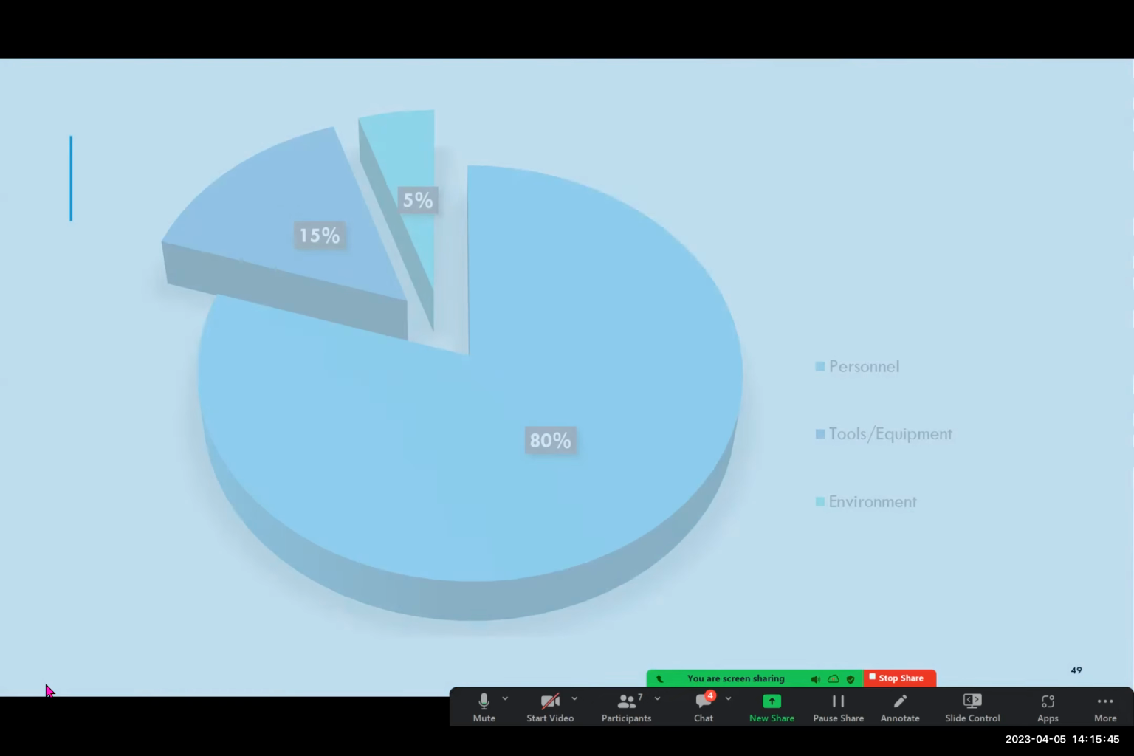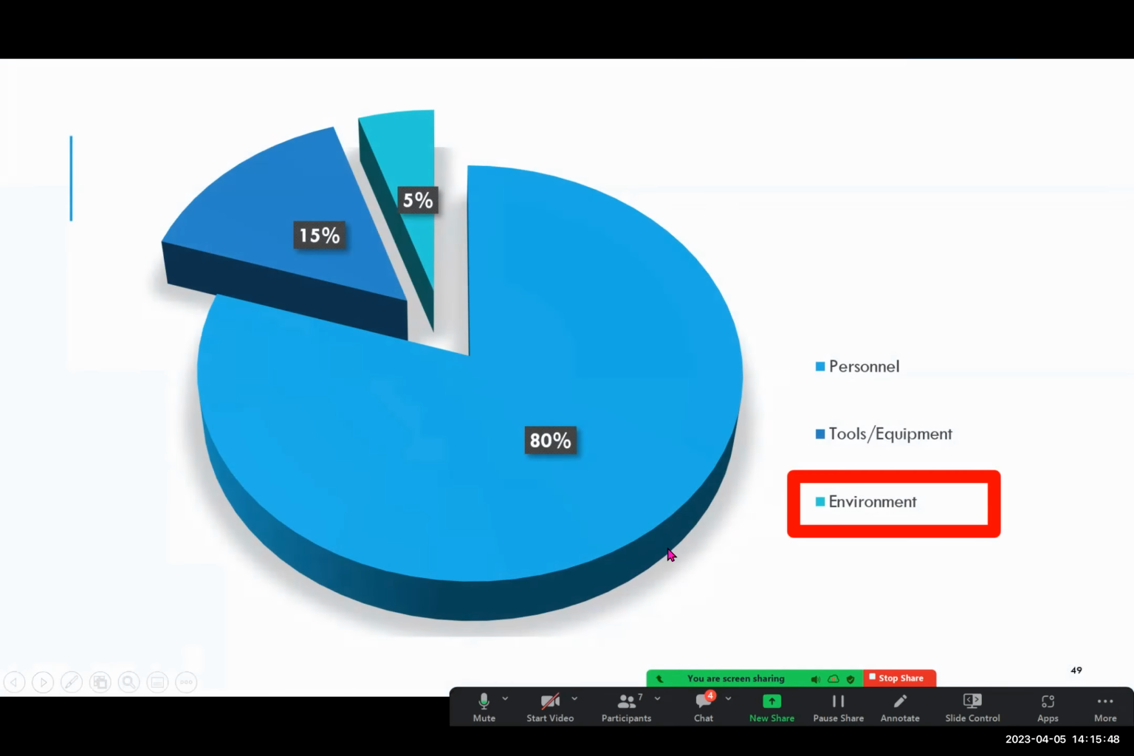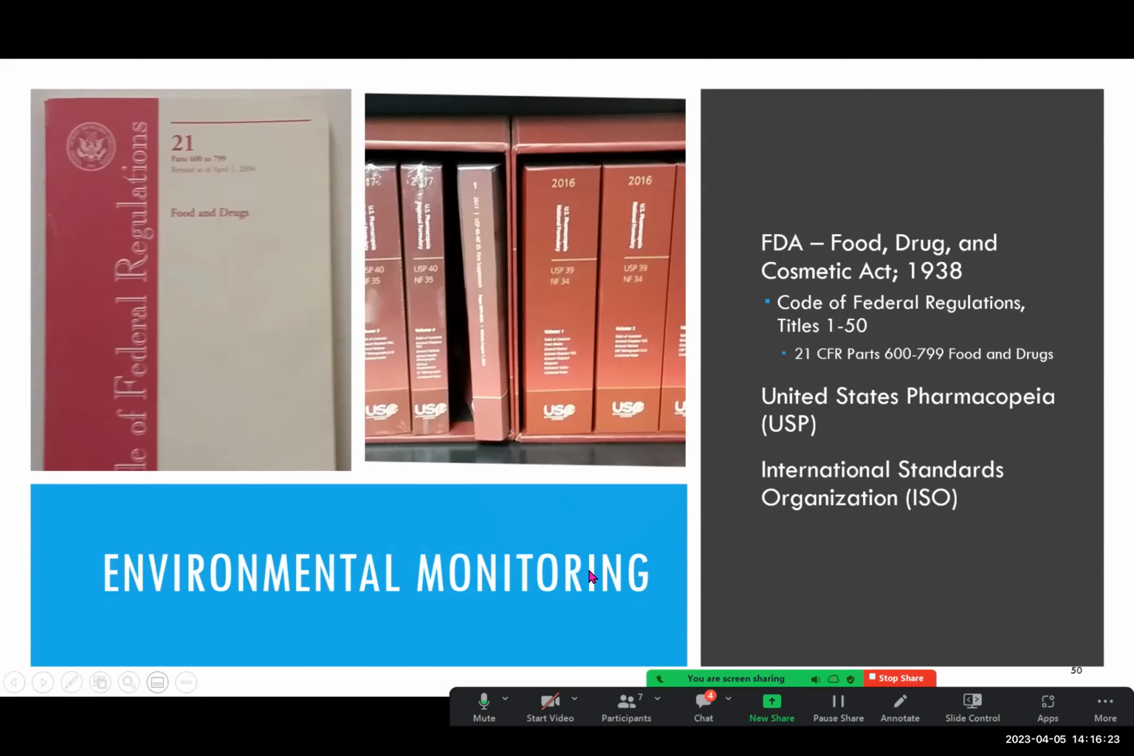So environmental monitoring. If we recall, the three main contributors of contamination, we have our personnel with a whopping 80%, and then we have our environment that's 5%. So we know that it's a risk for the environment to contribute to contamination. How do we monitor that risk? How do we keep track of it? How do we document that our water is good? How do we document our air quality? That's where our environmental monitoring comes into place.